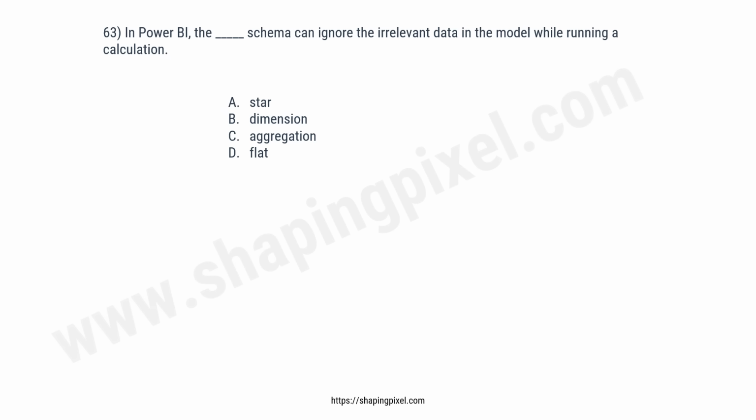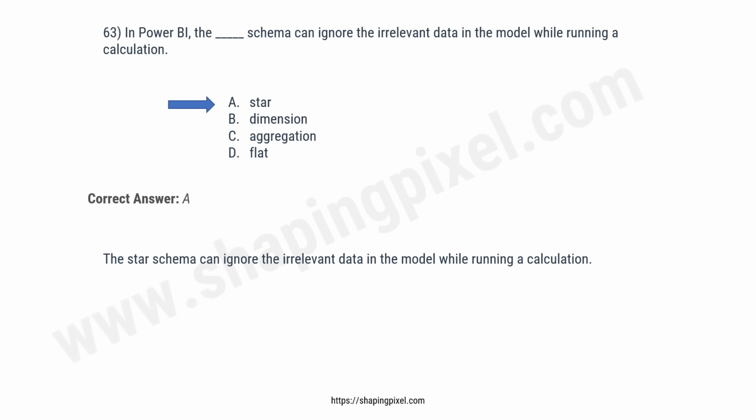Question number 63. In Power BI, the dash schema can ignore the irrelevant data in the model while running a calculation. And we have four options: star, dimension, aggregation, flat. So the right answer here is option A, star. The star schema can ignore the irrelevant data in the model while running a calculation.